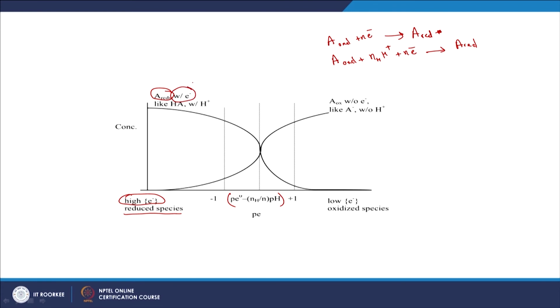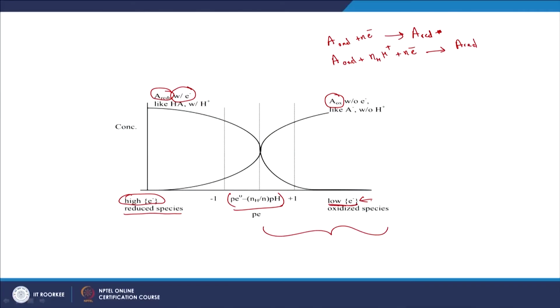On the side greater than this reference, what do we see? We see that the oxidized form would predominate. Why is that? Because high pe values lead to low activity of electrons. Low activity of electrons means the oxidized species would predominate compared to equilibrium, and thus your oxidized form, or the compound without the electron, would predominate.